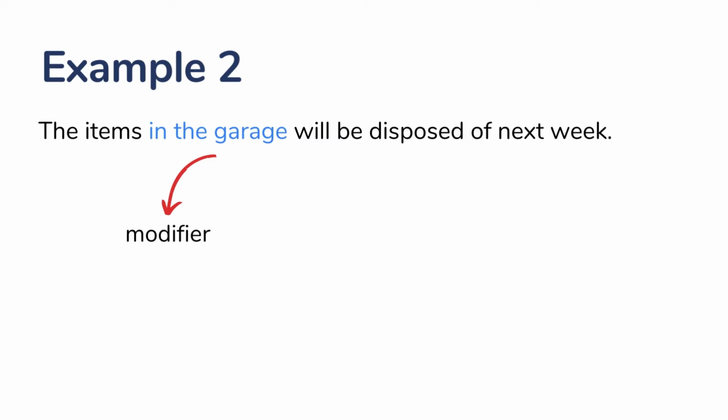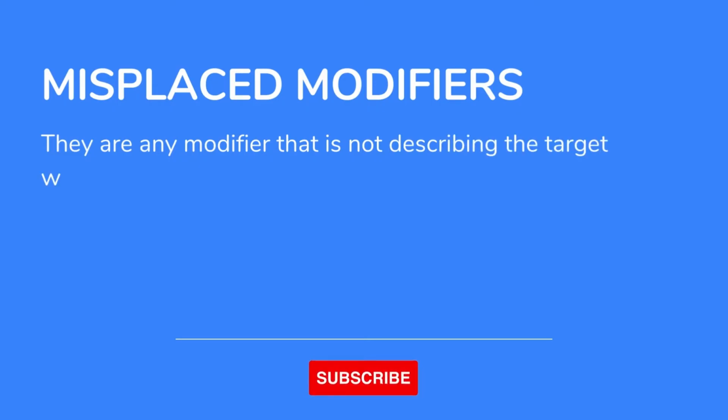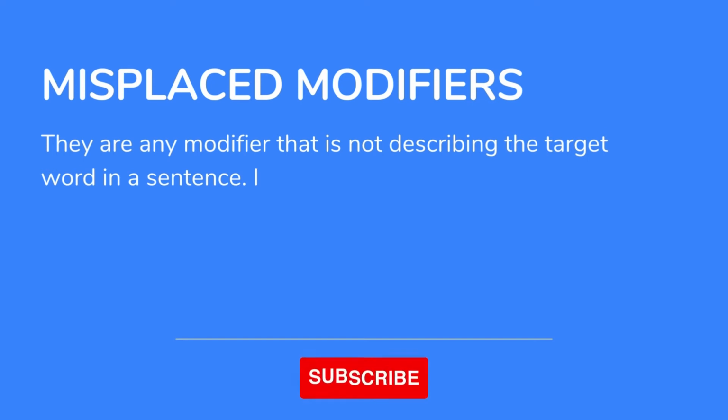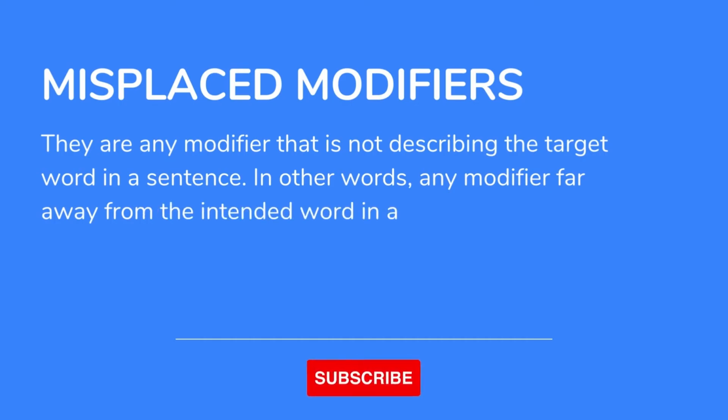We went on to look at a misplaced modifier. Any modifier that is not describing the target word in a sentence is referred to as a misplaced modifier. In other words, any modifier far away from the intended word in a sentence is a misplaced modifier. It is therefore important to identify this modifier and bring it close to its intended word in a sentence. Here are two examples of such cases.